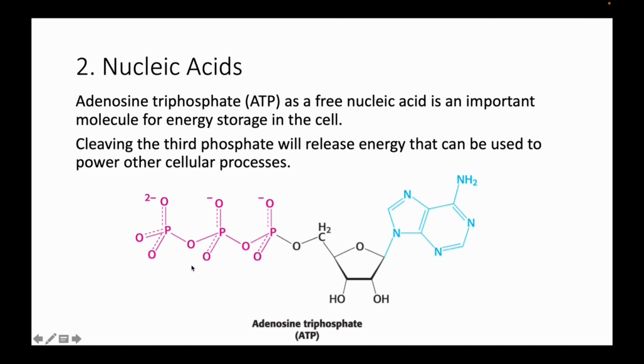This is a free nucleic acid that is used not just for production of DNA and RNA, but also as an important molecule for energy storage in the cell. And when this third phosphate gets cleaved off, it releases energy that the cell can then use to power other cellular processes. And we're going to talk about this a lot, but I just want to introduce it now so you've seen it. This is ATP, adenosine triphosphate.